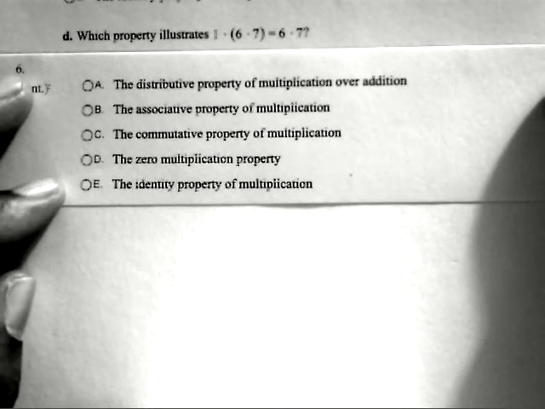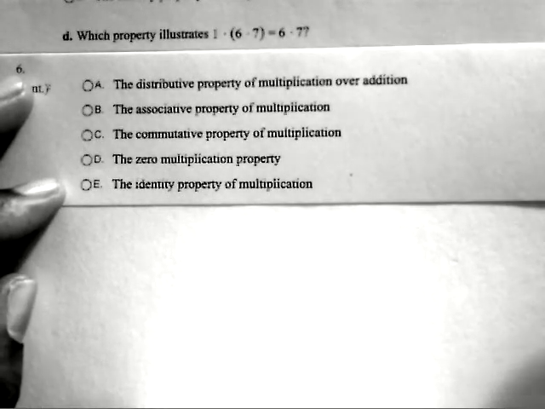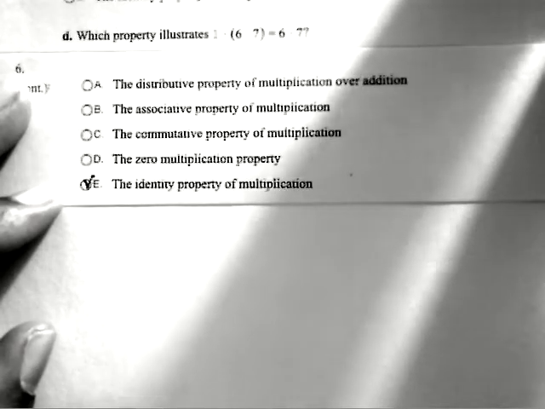Okay, look at part D. Which property illustrates 1 times, and in parentheses 6 times 7, and that's equal to 6 times 7? Well, 1 times anything is going to be anything because we're multiplying 1 times 6 times 7, and we came up with 6 times 7. That's the identity property of multiplication because we got 1 multiplied by that particular expression. Okay, so that's the identity property of multiplication because the 1 is the multiplicative identity in this particular situation.